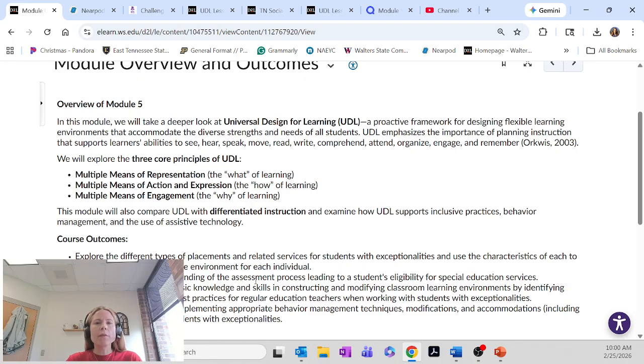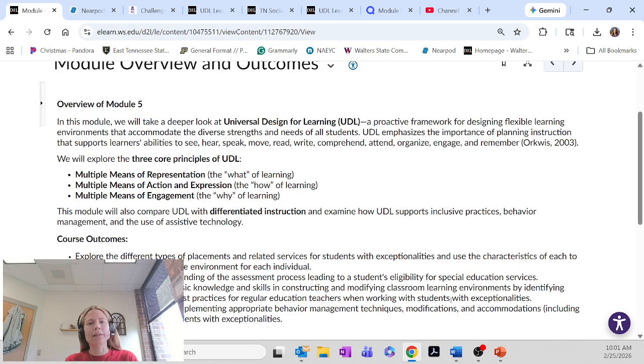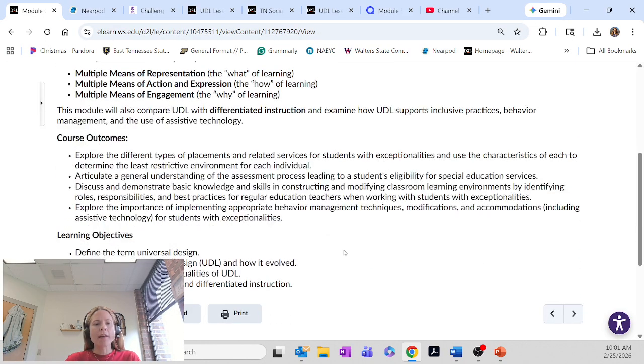Okay. So within this module, we're going to dive into those three principles. But we're also going to look at examining the practices and strategies of how you support them, not only academically, but think about behavior management and pulling in assistive technology as well. Now, the learning objectives for this module are to define the term universal design, explain universal design for learning and how it's evolved, discuss the three essential qualities of UDL, and then compare and contrast UDL and differentiated instruction.